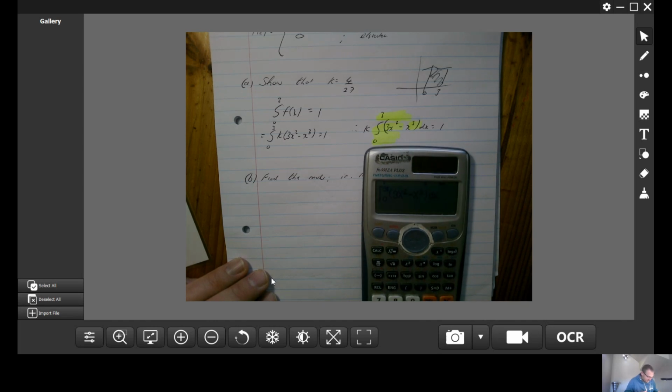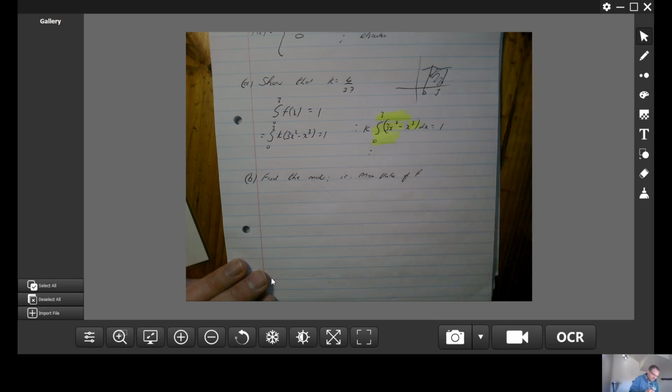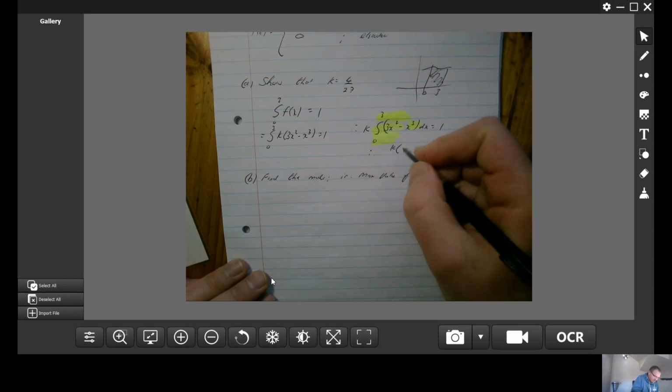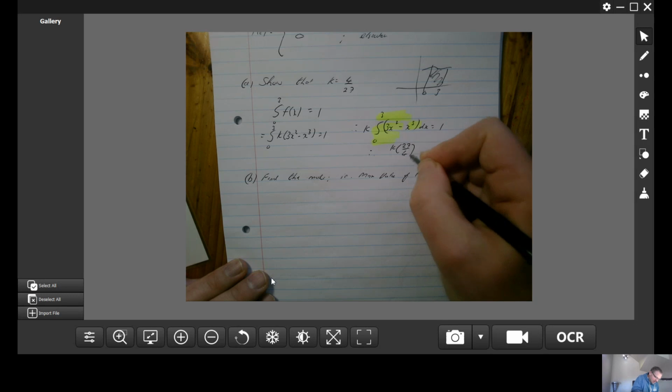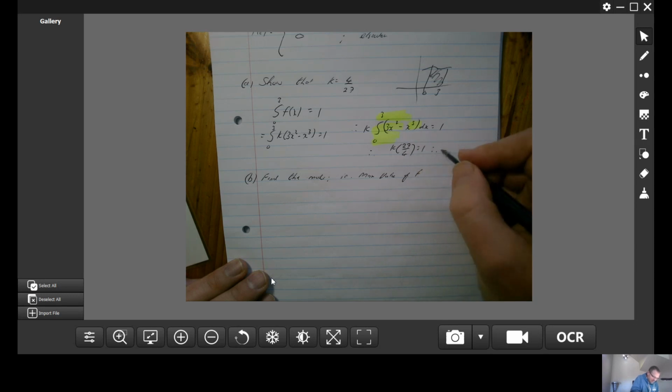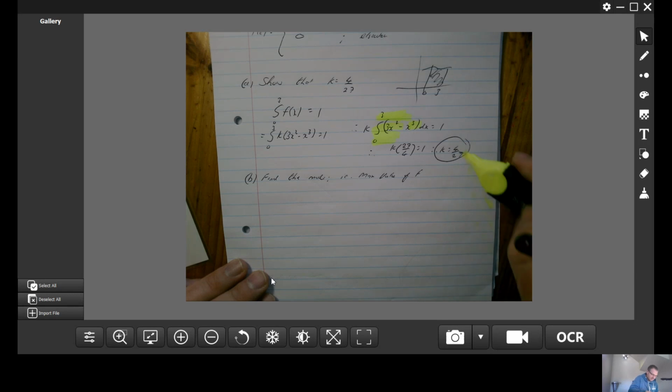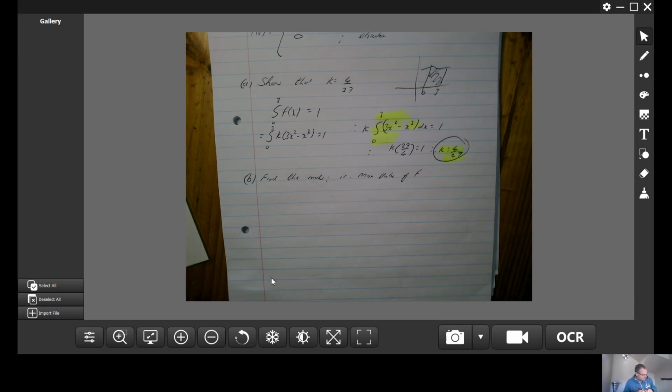Let's put that into my calculator. I get an answer of 27 over 4. So k times 27 over 4 is equal to 1. Divide that out, you get k is equal to 4 over 27, which is what we were supposed to get. Right, B says find the mode.